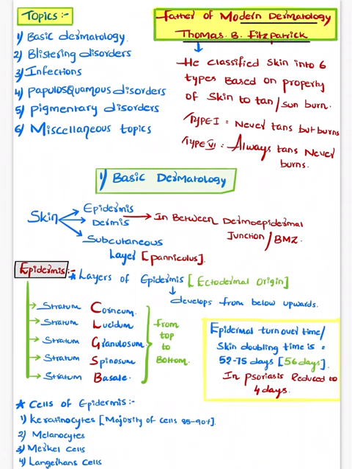Okay, so skin, I said there are 3 layers: epidermis, dermis, and the subcutaneous layer. I said there are 5 layers in the epidermis. Come, let's get sunburned, guys.